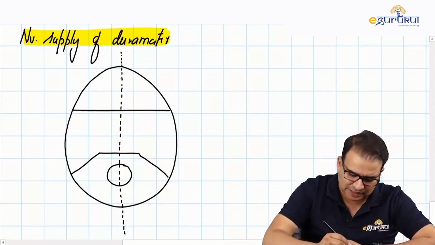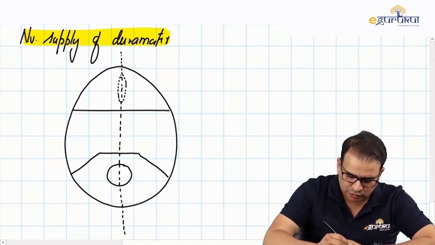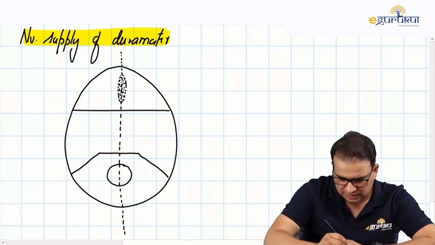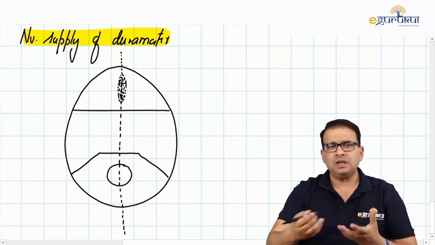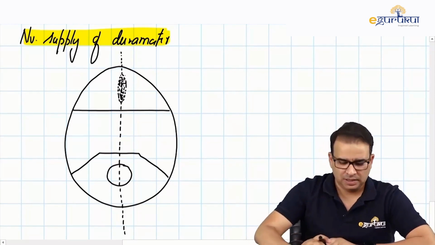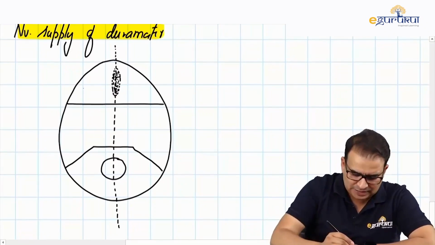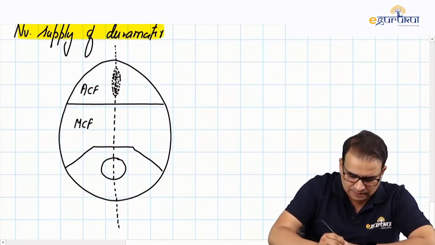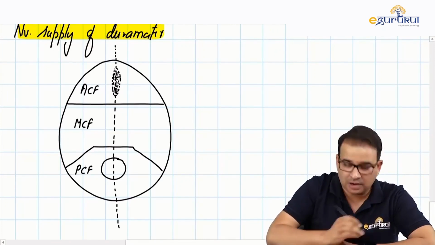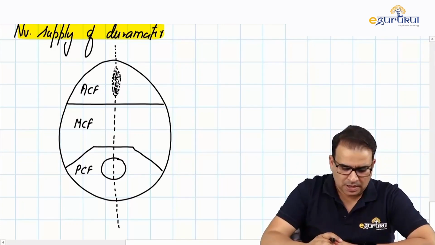And just for reference, here we have the cribriform plate. I hope you know the cribriform plate, which gives passage to the olfactory neurons. That is the cribriform plate present in the anterior cranial fossa. Cribriform plate is part of the ethmoid bone only. So three cranial fossae, guys. This here is the anterior cranial fossa. This one is the middle, and this is the posterior cranial fossa.